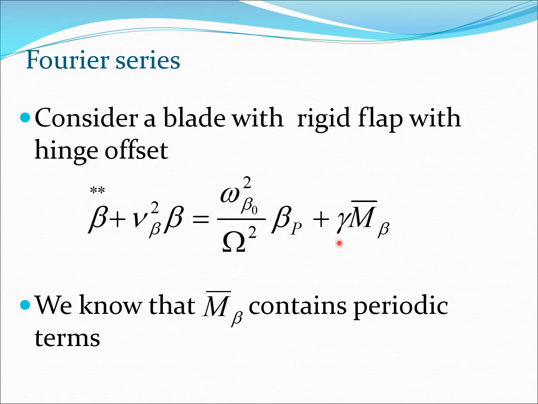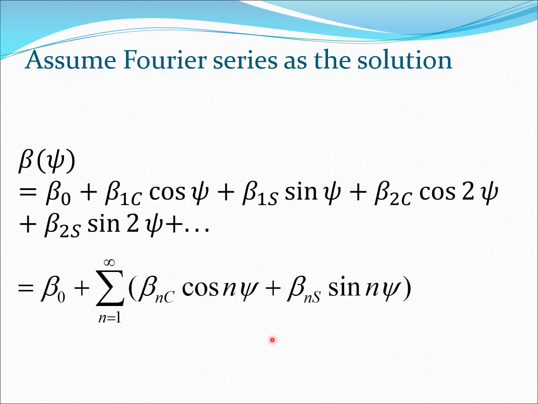So remember, gamma is related to the density of air. So this term essentially is coming because of the presence of air here. If you are in vacuum, this term will not be there. Now, M beta bar contains periodic terms. So we are solving a differential equation which is periodic. So it is natural to assume a Fourier series as the solution of this differential equation. So we assume the solution of the form beta of psi is this series here.